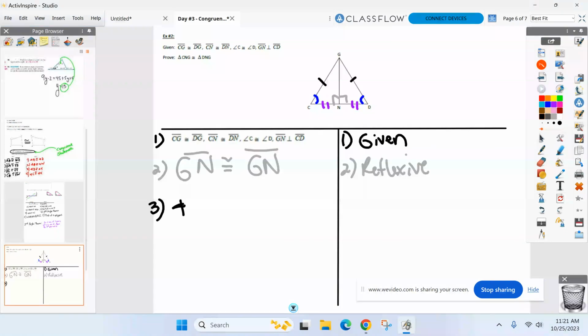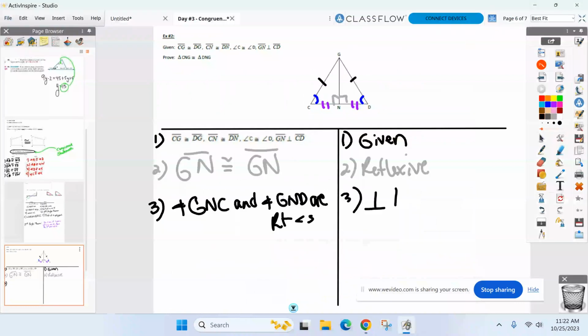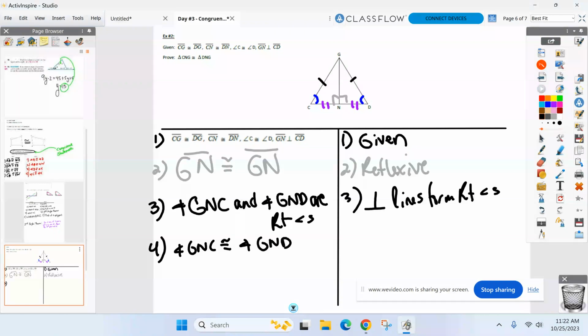Angle, what do we got? Angle GNC and angle GND are right angles. Reason? I know we used 2 of them in here, but I'll call on somebody. You guys are waiting for that, I know. Zoe? Yep, definition of perpendicular, and then I know others use perpendicular lines form right angles. Okay, now you told me they're right angles. Now you can say they're congruent to each other. So angle GNC congruent to angle GND. All right angles congruent.